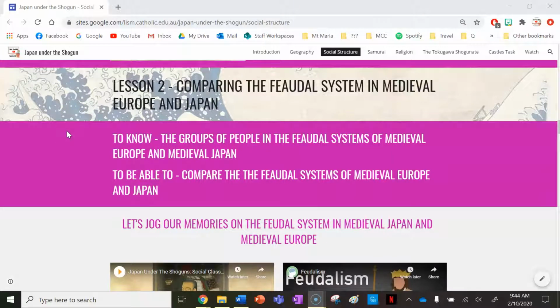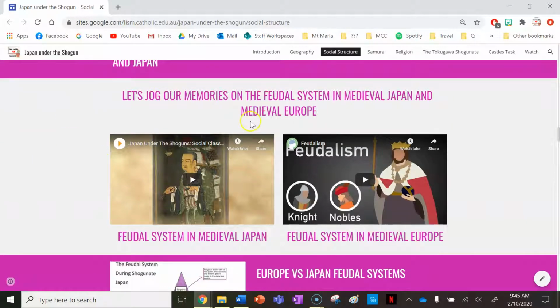And in this lesson, lesson 2, we're going to compare the feudal systems in medieval Europe and medieval Japan. So your success criteria for this lesson is located here. By the end of the lesson, you need to know the social groups of people in the feudal systems of medieval Europe and medieval Japan, and you need to be able to compare the feudal systems of medieval Europe and Japan.